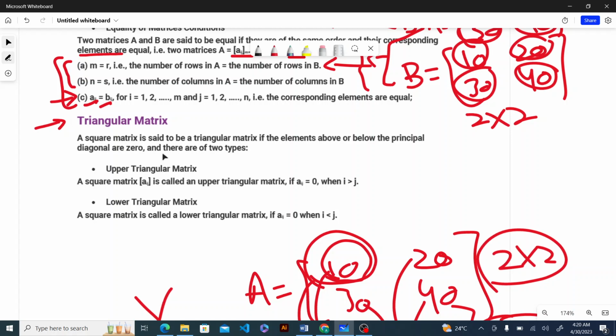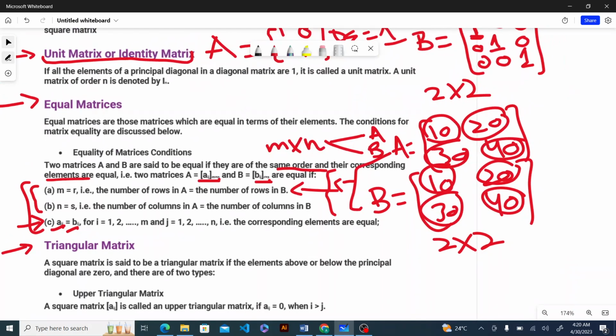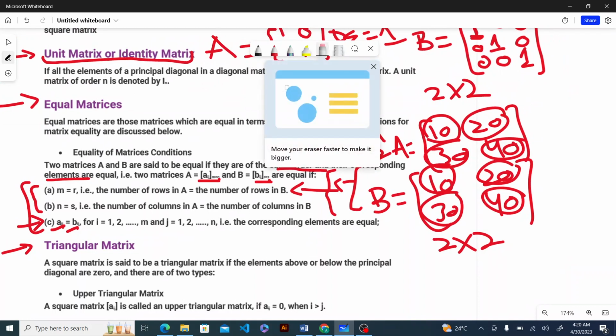Upper triangular matrix. A square matrix Aij is called an upper triangular matrix if Aij is equal to 0 when i is greater than j. Lower triangular matrix. A square matrix is called a lower triangular matrix if Aij is equal to 0 when i is greater than j. It is somewhat complex. I will explain it through an example and you will get it. Okay, no issue at all.